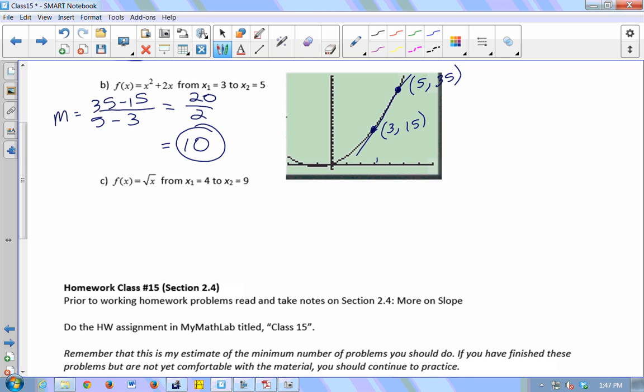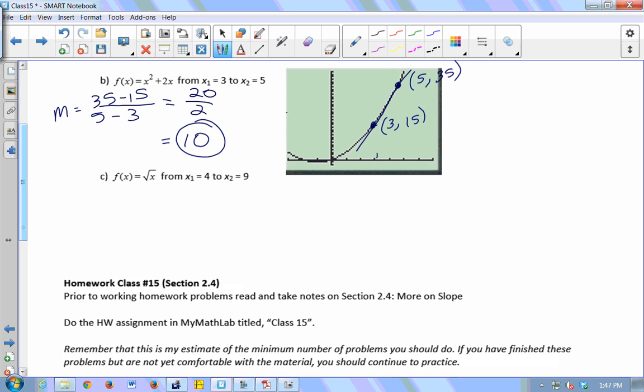And then for square root x, I can get my 2 points by plugging each of the x's in. So I have 4, comma what? 2, and 9, comma 3. Just square rooting the x value to get the y value. And then my slope, my average rate of change, will be 3 minus 2 over 9 minus 4, or 1/5.